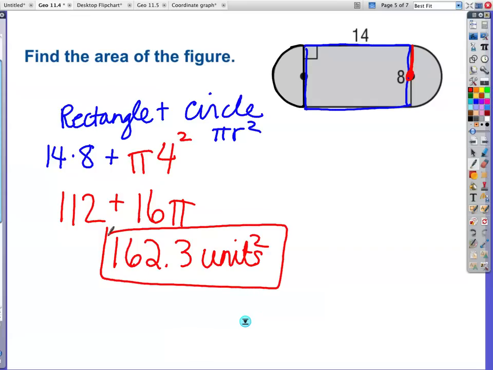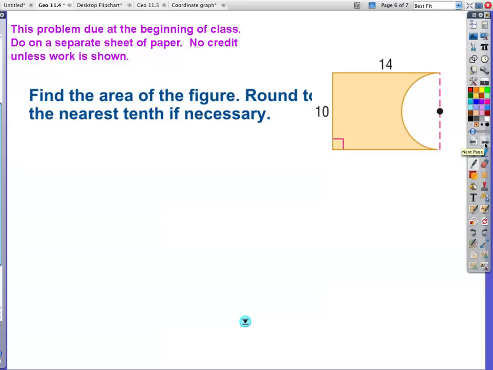Okay, next example. This is a problem that you need to turn in to me at the beginning of class. You have to do it on a separate sheet of paper, so when I ask for it, you turn it in. You will not get credit unless you have the work, so be very thorough about showing your work.